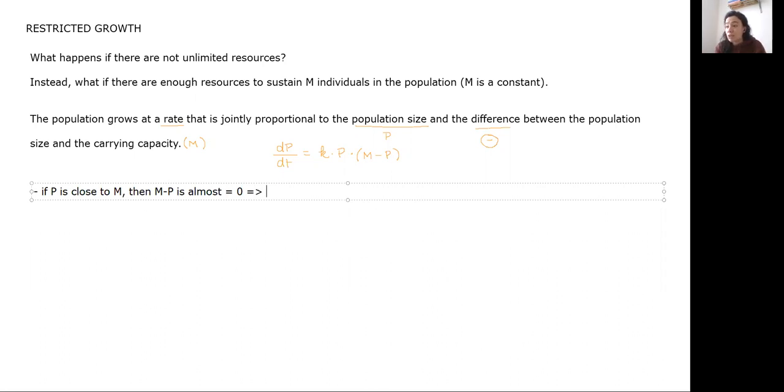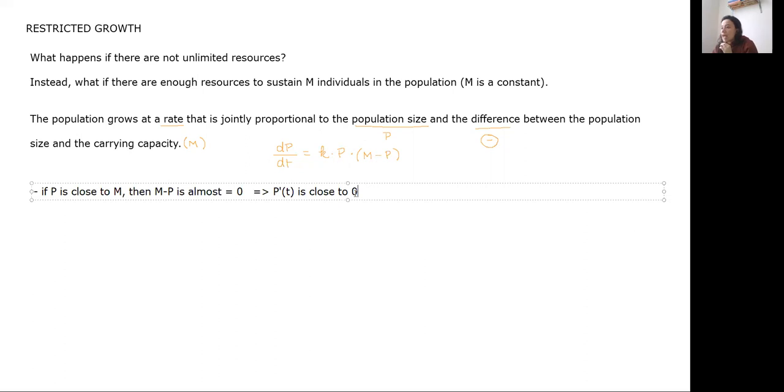And so that means that the rate of change, that the growth, if M minus P over here is almost equal to 0, then dP over dt, the derivative P prime of t, is more or less 0. It's close to 0. Because 0 times something is going to be equal to 0. So that means that the derivative would be close to 0, because this term is close to 0. Does everybody understand that?